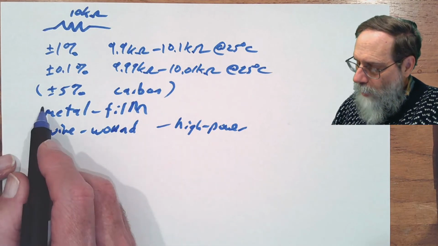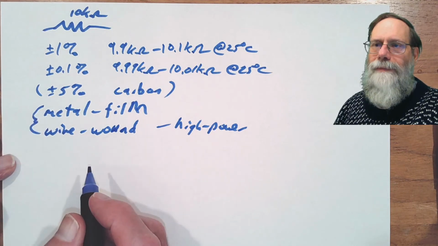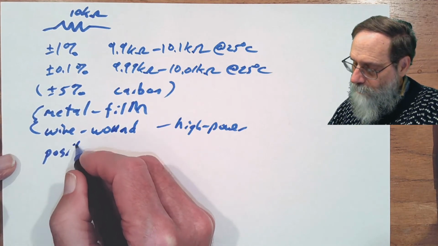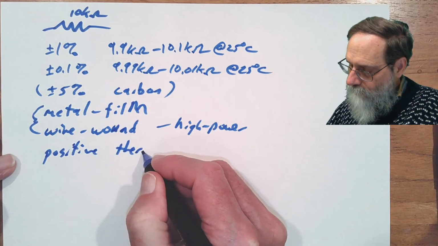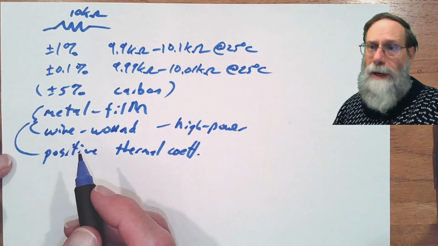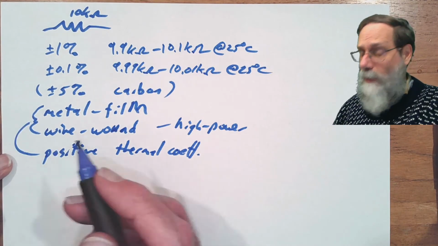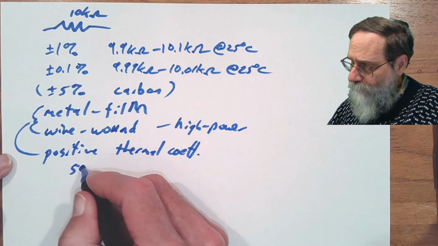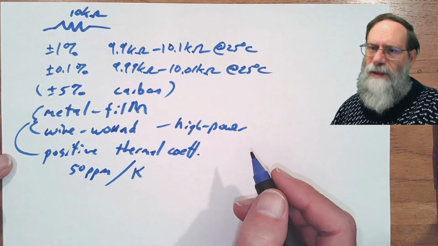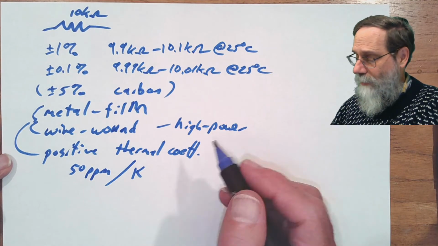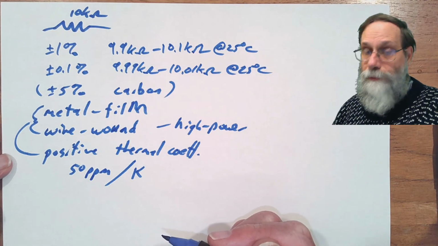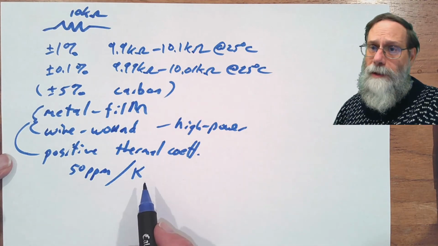All the metal ones have a positive temperature coefficient, a positive thermal coefficient. Depending exactly on what metal they use, the coefficient can be different, but typically it might be something like 50 parts per million per Kelvin. Sometimes it's written as per degree C, because a step of 1 Kelvin is also a step of 1 degree in Celsius.